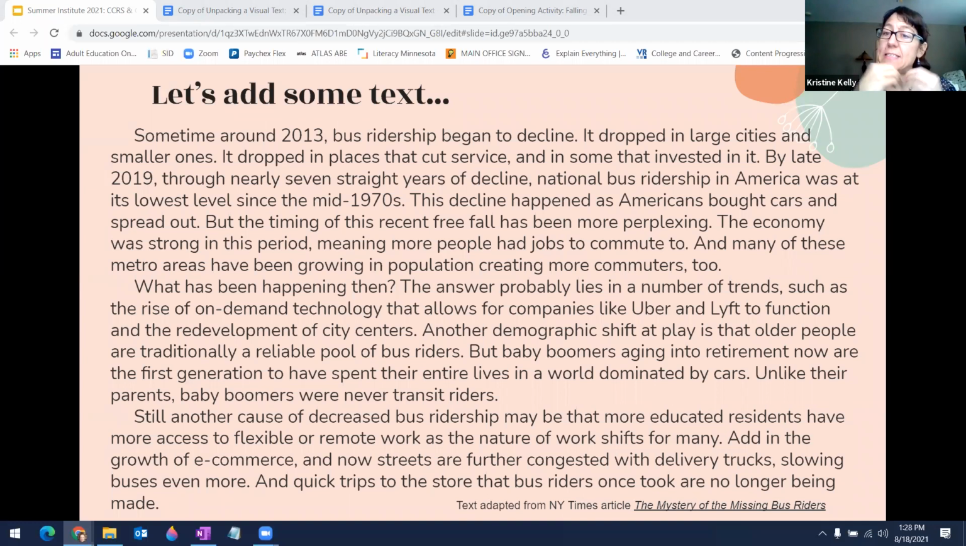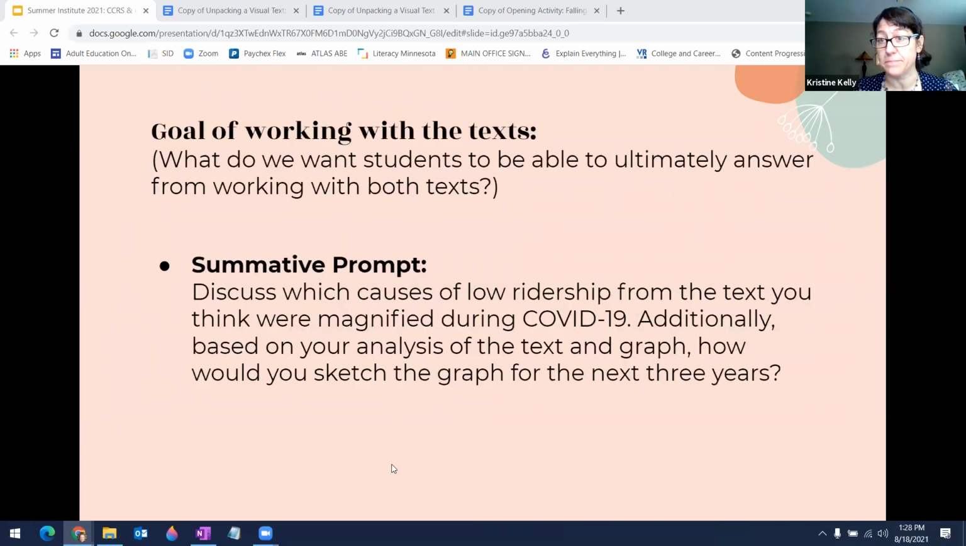And so I had an idea in my mind of what I wanted students to come to understand. And if you go to the next slide, this is actually in the document, correct, Lindsey? Mm-hmm. Or Jamboard. So the goal is, what did I want students to ultimately answer from working with the text, with the graph that shows the falling bus ridership, and then this short text that I wrote. The summative prompt, the takeaway I wanted students to have, is: discuss which causes of low ridership from the text you think were magnified.